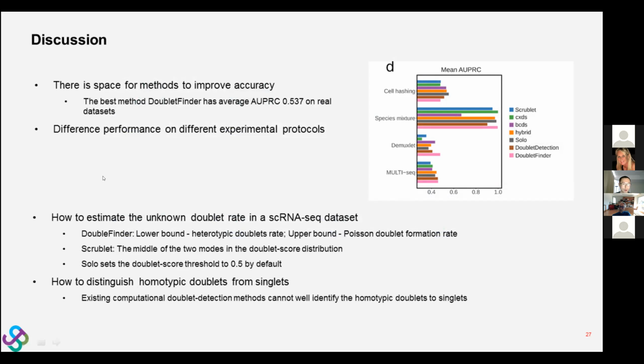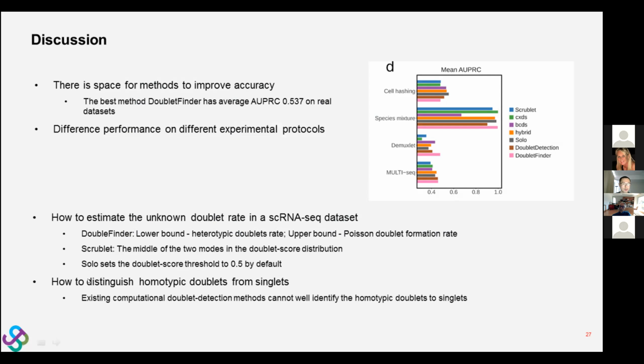And there are some open questions that the field may want to explore further. First one is how to accurately estimate the unknown doublet rate in a data set. Most methods can give us a doublet score, but for users, you have to decide how many doublets you want to find and set a threshold on those doublet scores. If a cell has a doublet score higher than that threshold, you call it a doublet. But how do we accurately find this number? There are some heuristic explorations for different methods, but there's no guarantee you can find the correct number.